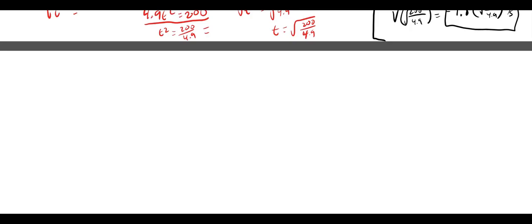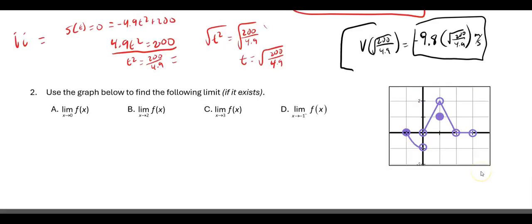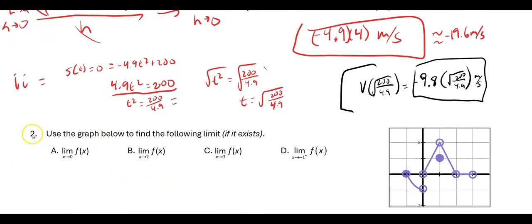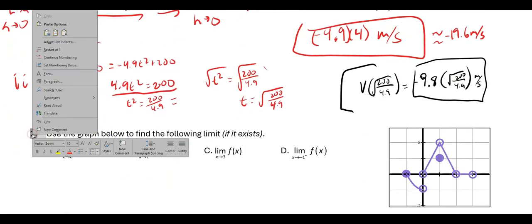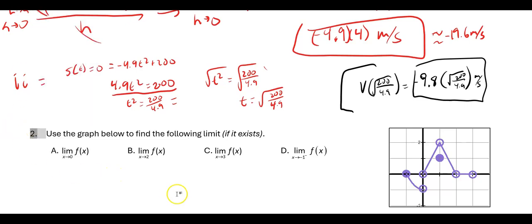For number 14, we're just sketching the graph of the limit. So this is actually number 14. I don't know why I renumbered like that, but whatever. The limit as x goes to 0 does not exist, right? Because from the left, I'm at -1, and from the right, I am at 0.